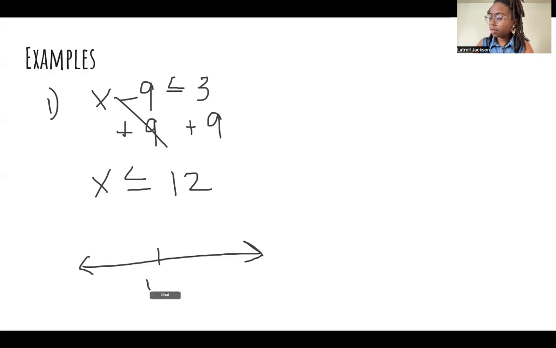Here's 12. What kind of dot are we using? Open or closed? We are using a closed dot because this inequality symbol says less than or equal to. And since it's less than, everything less than 12 is in the left direction. So we're going to shade that in. And that's our answer. All right. Another example.